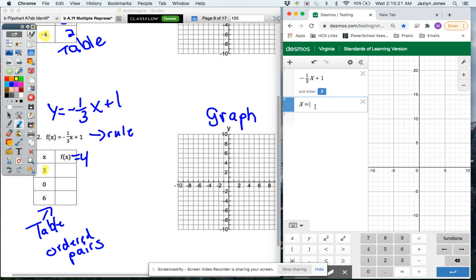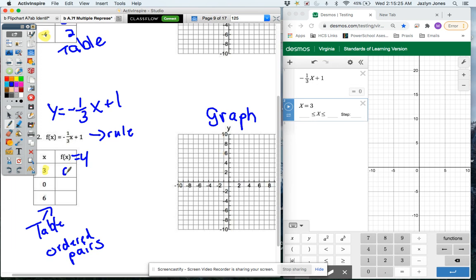Well, the first one they gave me is a positive 3. I got that positive 3. I got a 0. Then they told me that they want a 0, which will give me 1. Then they told me they want a 6. 6 gave me -1. So now we're going to come over to my graph with these ordered pairs that I have now, because now I have ordered pairs.